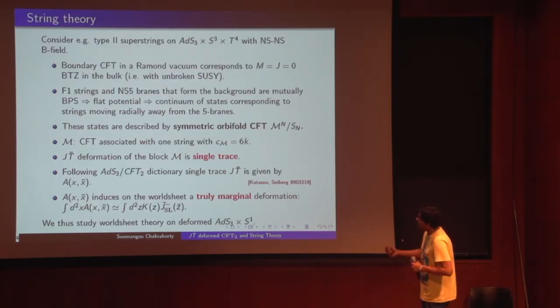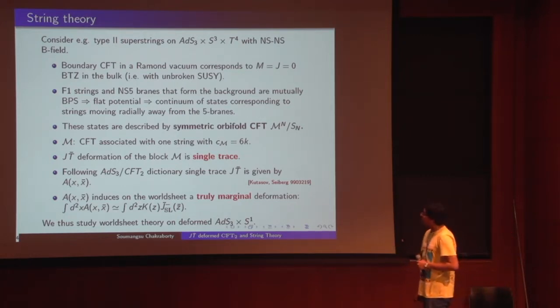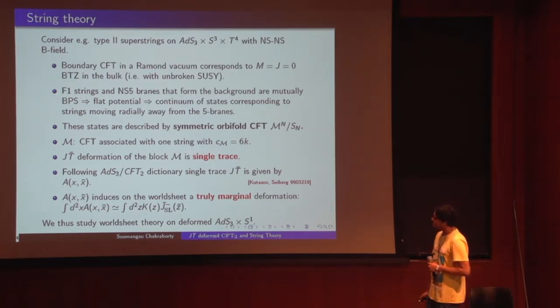So on the string theory side, let us start with type 2 superstrings on AdS3 times S3 times T4 with NS-NS B field. The boundary CFT in the Ramond vacuum corresponds to massless BTZ in the bulk. The background is made out of fundamental strings and NS5 branes, and these are all BPS objects, which implies that there is a flat potential, which in turn implies that there is a continuum of states corresponding to strings moving radially away from the five branes. These states are described by a symmetric orbifold CFT, where N here is the number of fundamental strings, and M, you can realize this as a CFT associated with one single string.